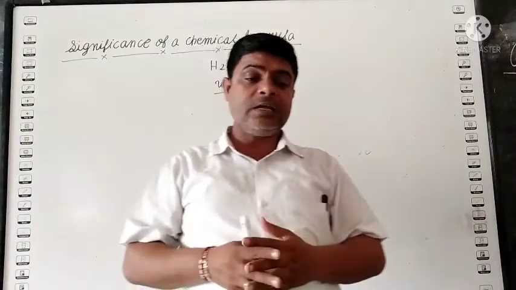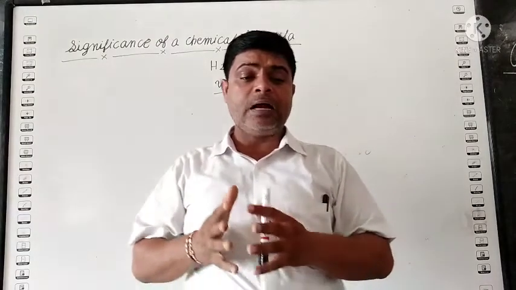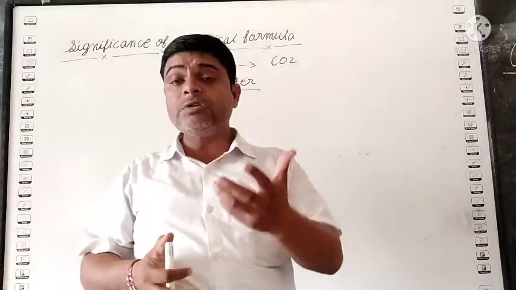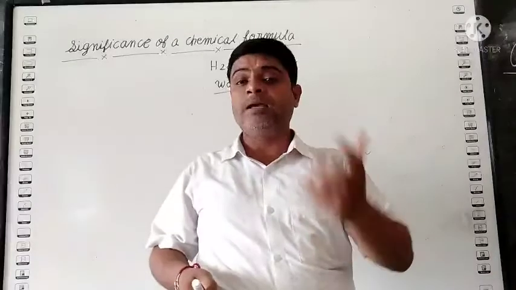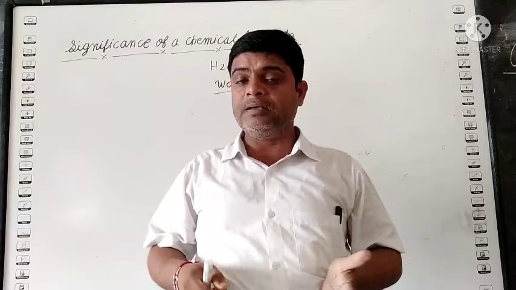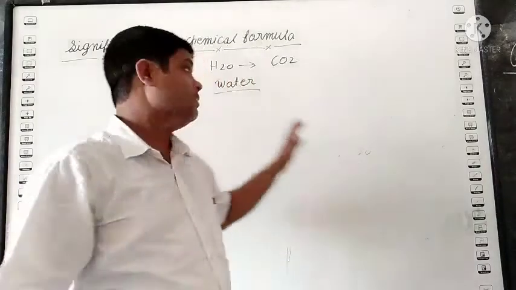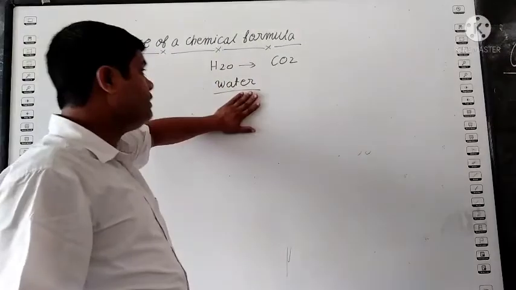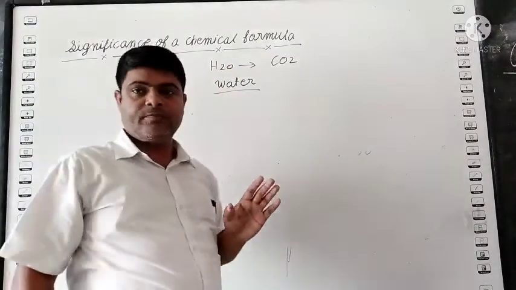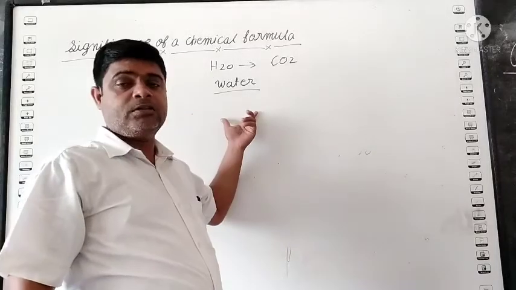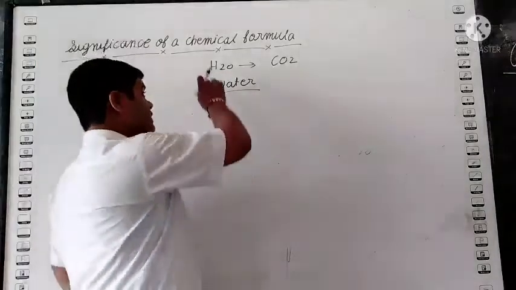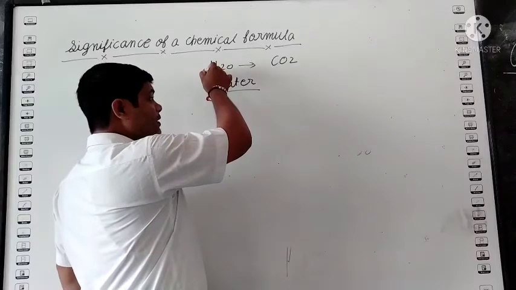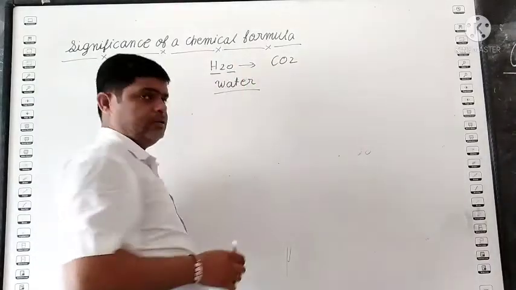Clear? The second one is the element or ion constituting the compound. The second thing we easily identify is what the substance is made of. Suppose you write only water, then we do not know how water forms. If you write the formula, then you easily identify that it contains 2 hydrogen and 1 oxygen.